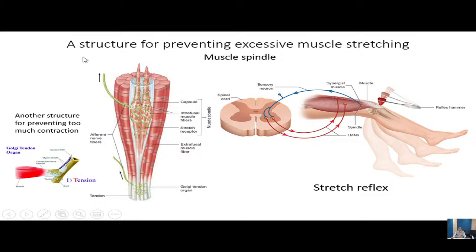And what is the structure responsible for preventing excessive contraction? It is known as the Golgi tendon organ. And you have heard correctly, it is present within the tendons of these muscles. So here will be the Golgi tendon organ, which is preventing unnecessary and excessive contraction of the muscle fibers.